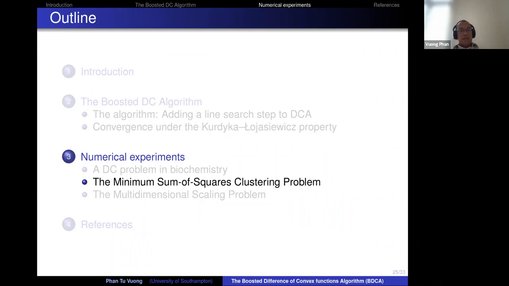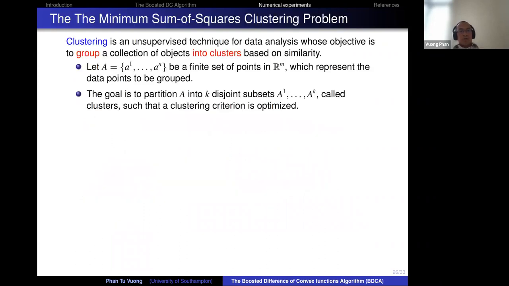Here's the second numerical experiment, which is the minimum sum of squares clustering problem. We have Professor Bagirov in Federation University, an expert on DC algorithms and the minimum sum of squares clustering problem. This is an unsupervised machine learning problem. Basically, we need to divide a set of objects A1 to AN into k disjoint subsets we call clusters, such that the clustering is optimized.